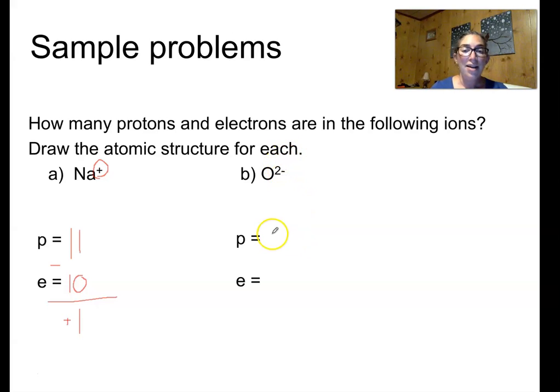How about this oxygen anion? Protons, we always get from the periodic table. There are 8 protons in oxygen. And oxygen has a -2 charge. That means it has more electrons than protons, because electrons are negative. And since it's a -2 charge, that means it has 2 extra electrons. Again, we can check this with a little subtraction problem. 8 minus 10 is indeed -2. So you may have some problems that are asking you to calculate protons and electrons in an ion.